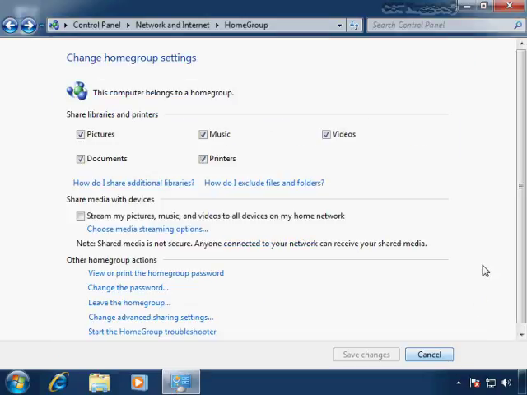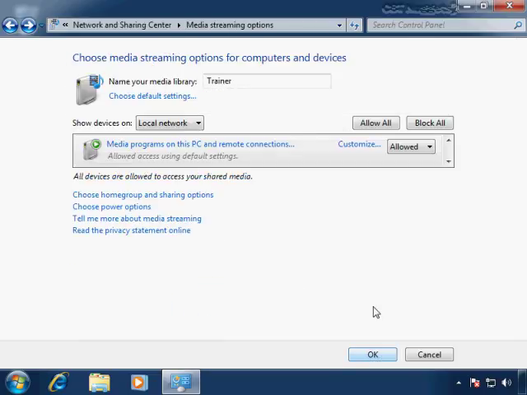And then once you OK past that, you'll see that you can again go back and make changes. If you didn't mean to select music, you could deselect that, for example. You can also stream pictures, music, and videos over the network. By the way, these connections where all the file transfers and so on could take place are encrypted with 128-bit encryption between your Windows 7 computers. So once that's all set up, I'm just going to go ahead and save the changes.